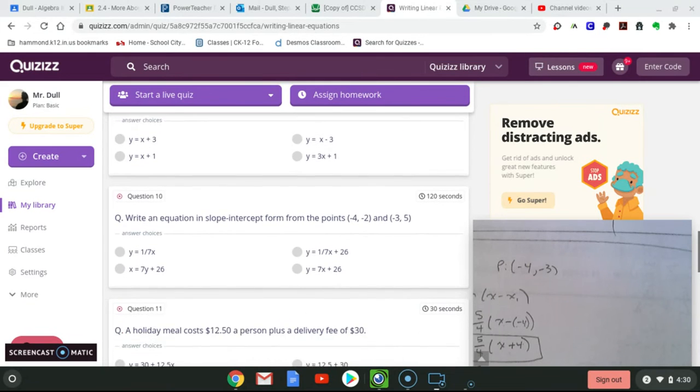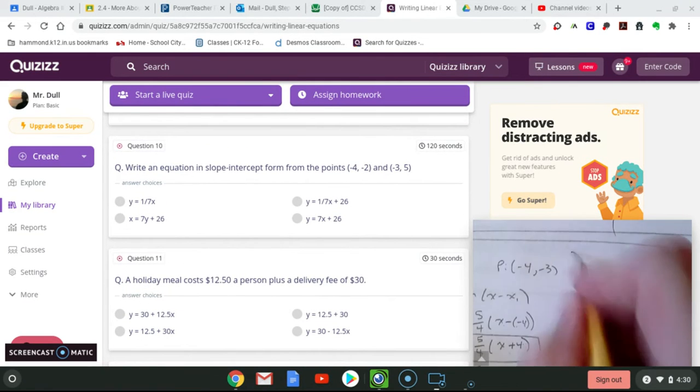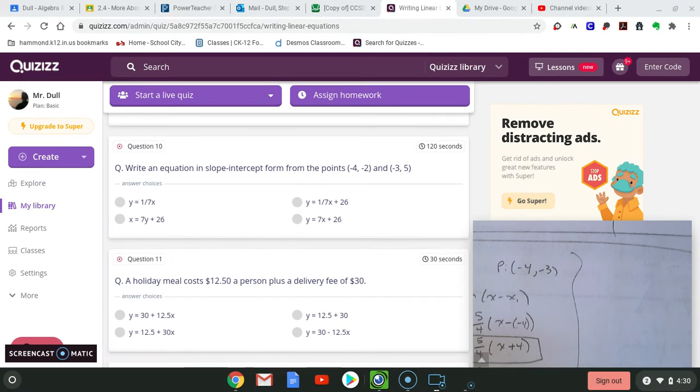Let's take a look at another one. We said there was an example where we might run into this case where I'm given 2 points: -4, -2, and -3, 5. Awesome. So let's see what happens with that.